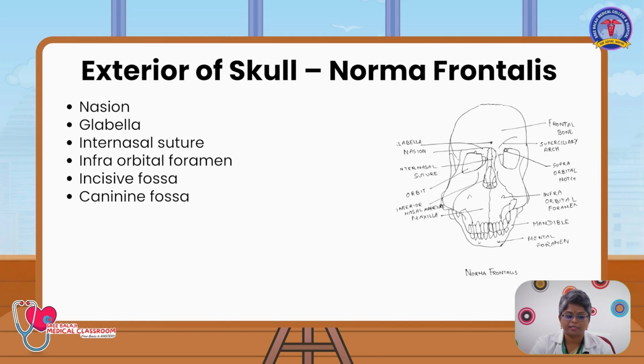Coming to the maxilla, the important foramen in this bone is the infraorbital foramen, which is about 1 centimeter below the infraorbital margin, and it transmits the infraorbital nerves and vessels. Then the incisive fossa, which is situated above the incisor teeth. The canine eminence is produced by the root of the canine tooth. The canine fossa is situated just lateral to the canine eminence.